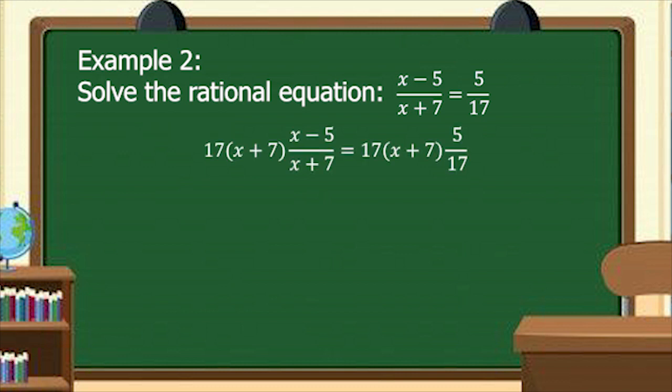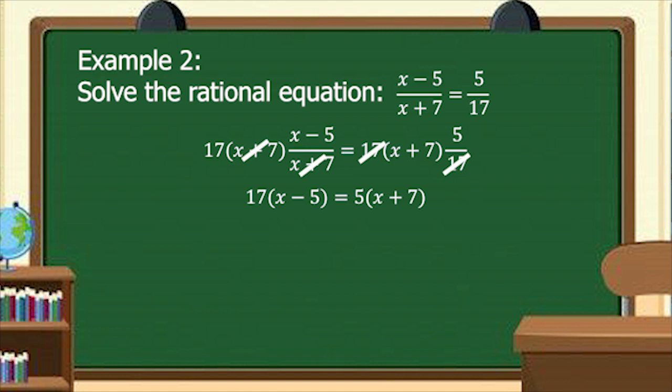We have 17 times x plus 7 times the quantity x minus 5 over x plus 7, which is equal to 17 times x plus 7 times 5 over 17. On the left side, we can divide x plus 7 by x plus 7, which leaves 17 times x minus 5. On the right side, we can divide 17 by 17, which leaves us x plus 7 times 5.